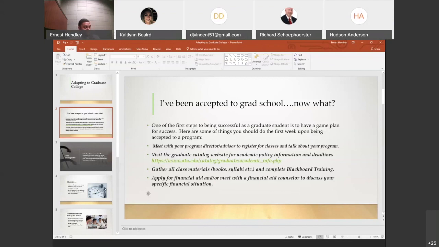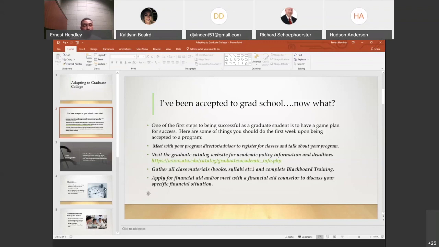And number 4, and this is not lastly or an over comprehensive list, but this is the key point, is to apply for financial aid and or meet with a financial aid counselor to discuss your specific financial situation. Again, as a graduate student, there are very specific rules that apply to domestic students. There's very specific rules that apply to international students. And there's very specific rules that apply to graduate students as a collective. And these things are also subject to change. So with that said, it's very important that you meet one-on-one with a financial aid counselor.